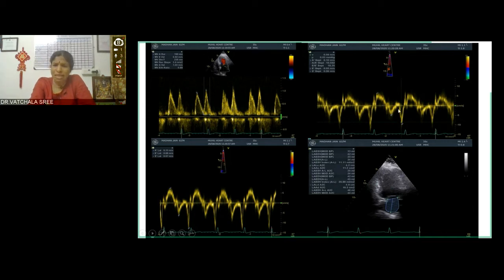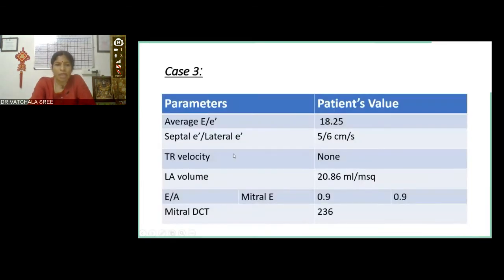So this is the pitfall here. But when you go to the TDI imaging, clearly the septal E dash is smaller, the A dash is taller, and the lateral E dash is also smaller and the lateral A dash is also taller, and we have measured the LA volume. So his numbers are, the average E by E dash is 18.25, which is more than 14.